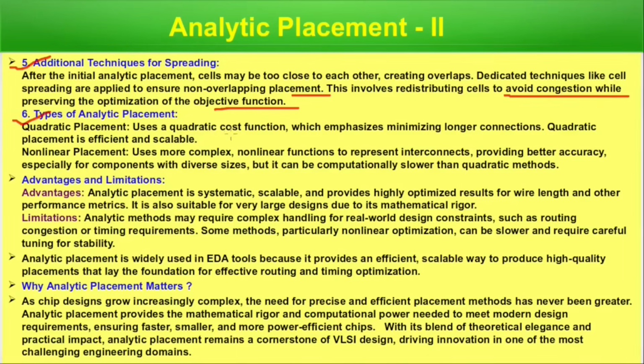Types of analytic placement. Quadratic placement uses a quadratic cost function which emphasizes minimizing longer connections. Quadratic placement is efficient and scalable. Nonlinear placement uses more complex nonlinear functions to represent interconnects, providing better accuracy, especially for components with diverse sizes, but it can be computationally slower than quadratic methods.